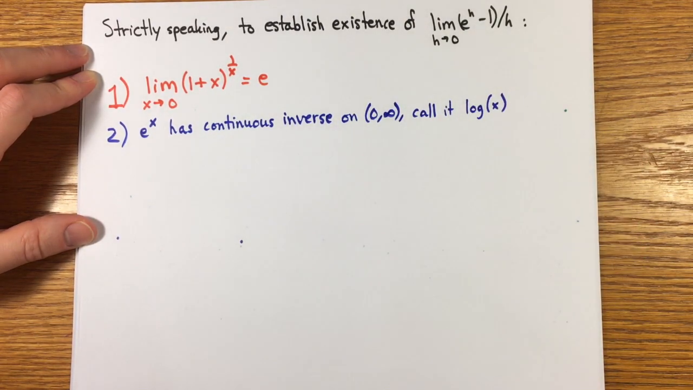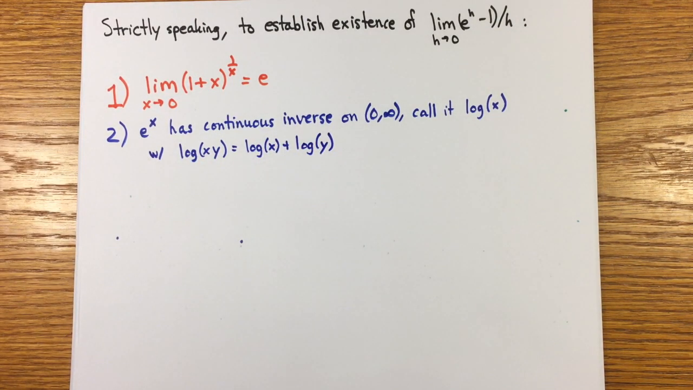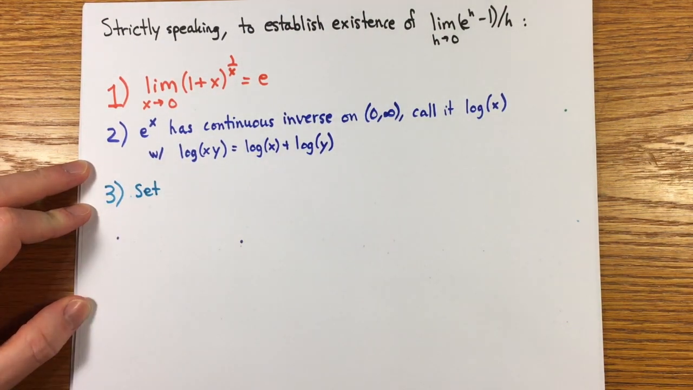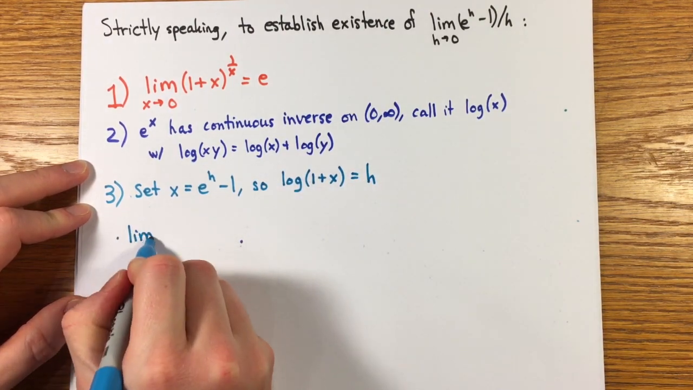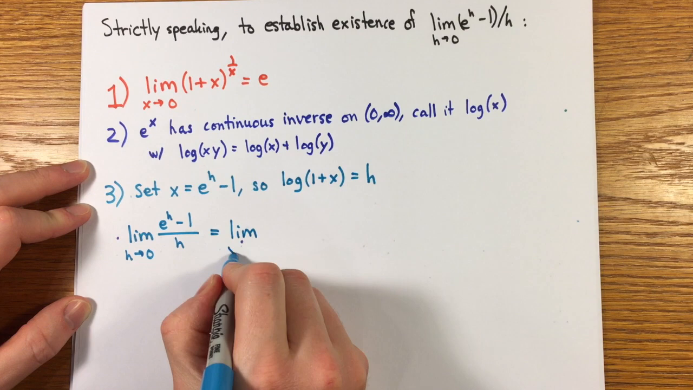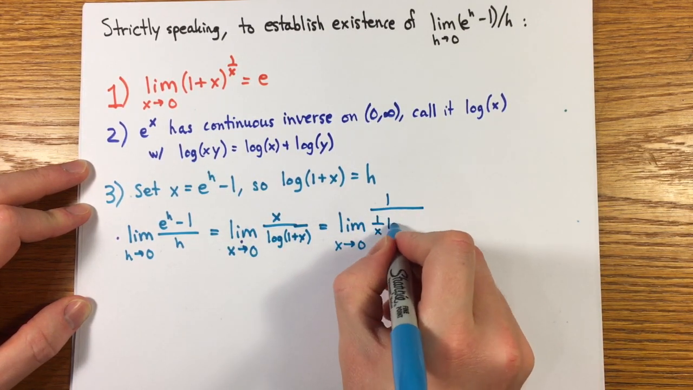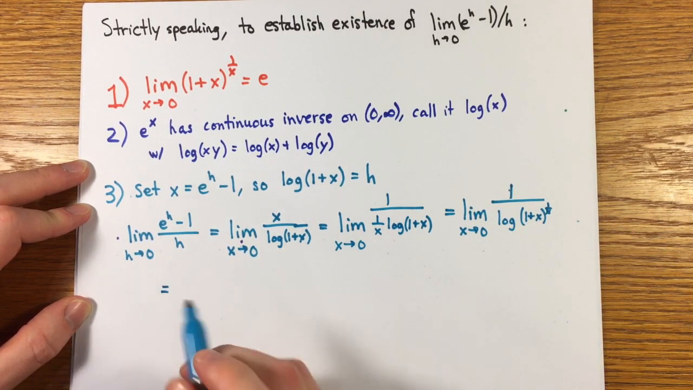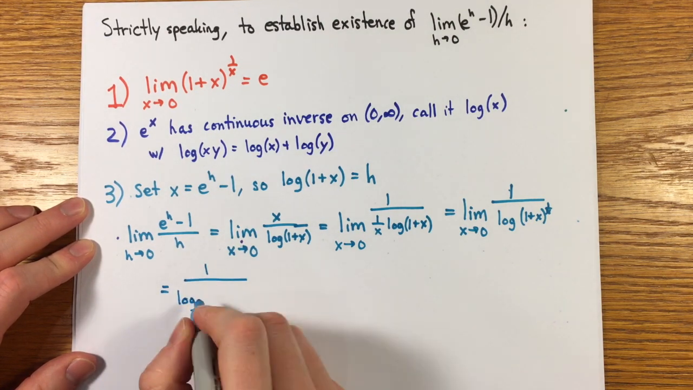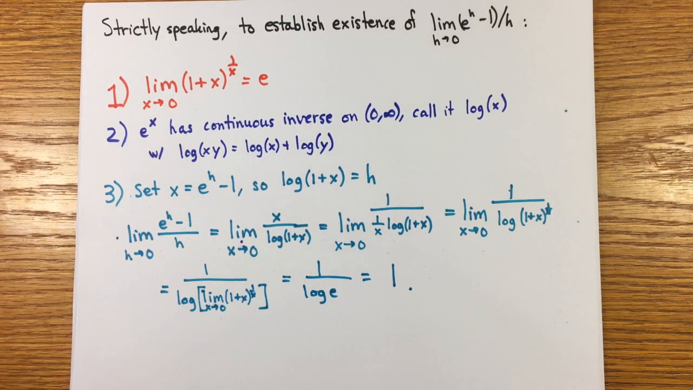2, use theorems about continuous increasing functions to introduce the inverse function, the logarithm, and show log(xy) = log x + log y. Then, in step 3, you can compute the limit of (e^h - 1)/h by substituting x = e^h - 1, so h = log(1 + x), and the limit becomes the limit as x goes to 0 of x/log(1 + x), which is the same thing as the limit of 1/log((1 + x)^(1/x)). This is 1/log e, which is equal to 1.